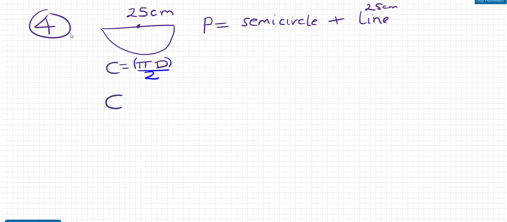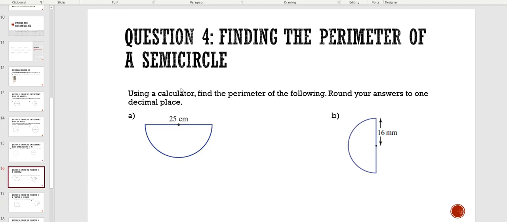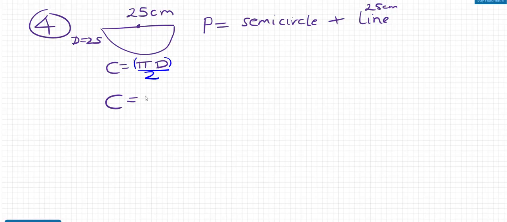So now diameter is 25. And the question didn't specify, it just says to calculate it. Oh, sorry, it says using a calculator. So we're going to use the pi button on the calculator. So just double check that. So circumference is equal to pi times the diameter, which is 25, and divide that by 2.